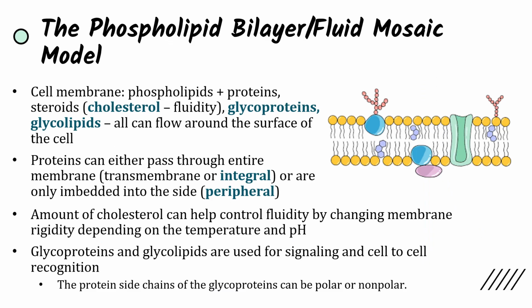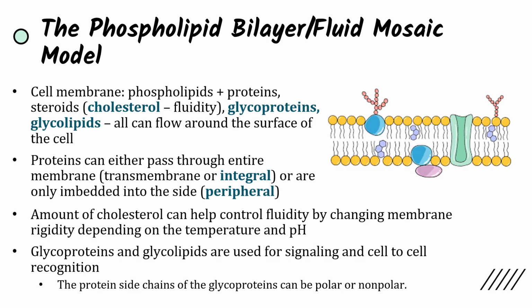Now, the cell membrane doesn't only consist of phospholipids. There are also embedded proteins. There are steroids, namely cholesterol, which affects the fluidity. There are glycoproteins and glycolipids, and all of these can flow around the surface of the cell. Now, glycoproteins and glycolipids, we have to take a look at the name again. We obviously know what a protein is, but a glycoprotein is going to be a protein attached to a carbohydrate, while a glycolipid is going to be a lipid attached to a carbohydrate. And all of these are going to be embedded together within the cell membrane between our phospholipids.